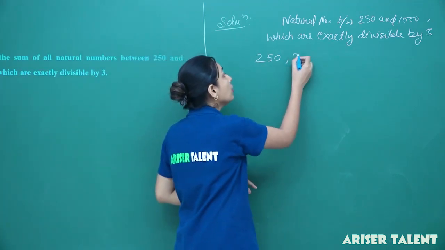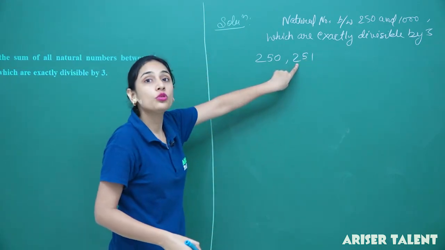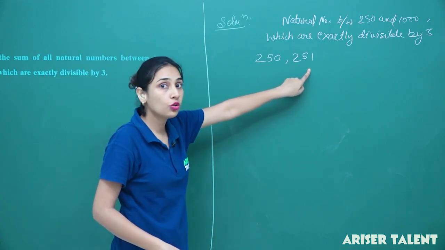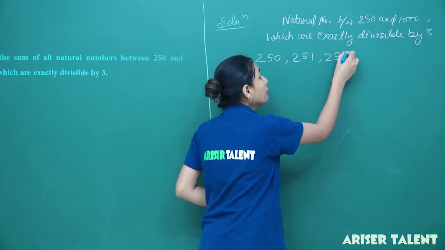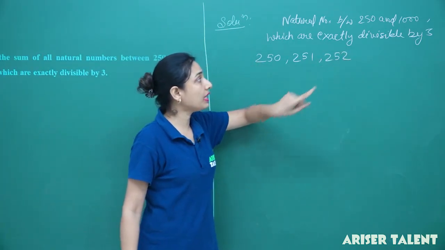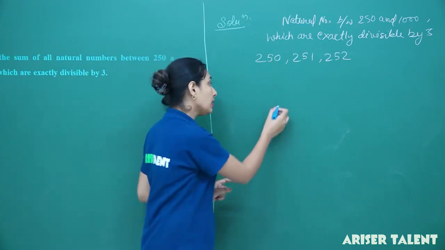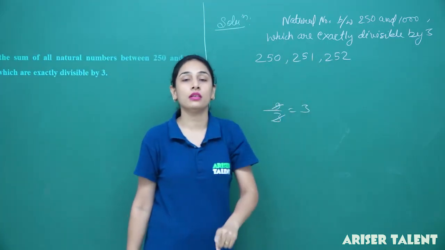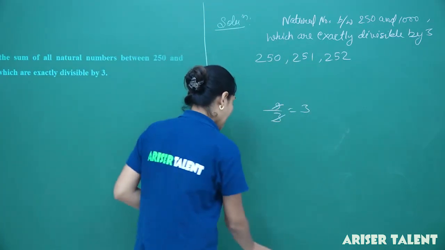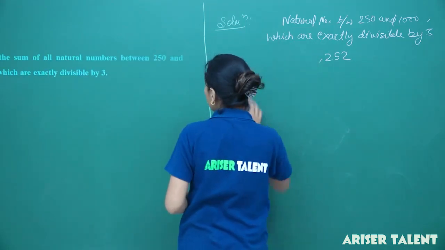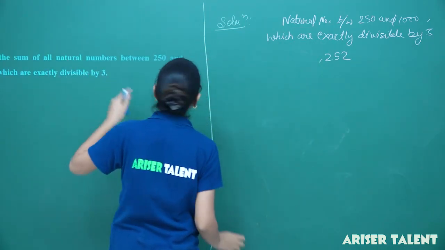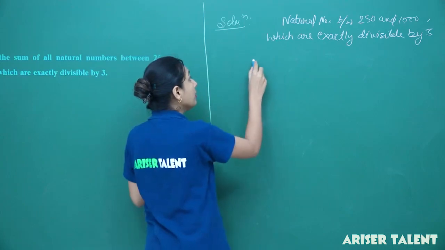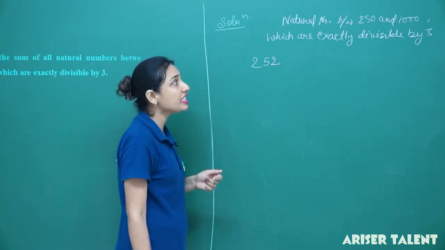Now the next number, 251. 5 plus 2 is 7, plus 1 is 8. Is 8 divisible by 3? No, it's not. Then 252. 2 plus 5 plus 2 is 9. Now 9 is divisible by 3 for sure. So this is the first number which is divisible by 3, because we have to pick only the natural numbers which are exactly divisible by 3. So 252 is the first number.